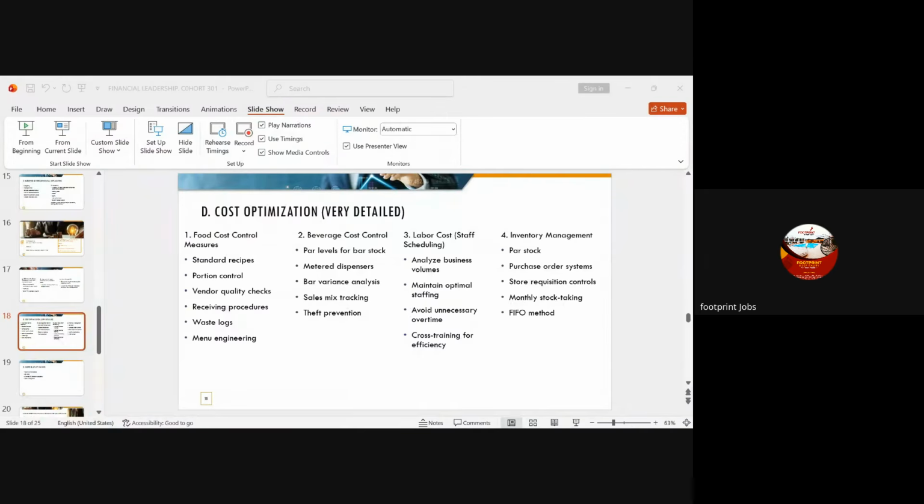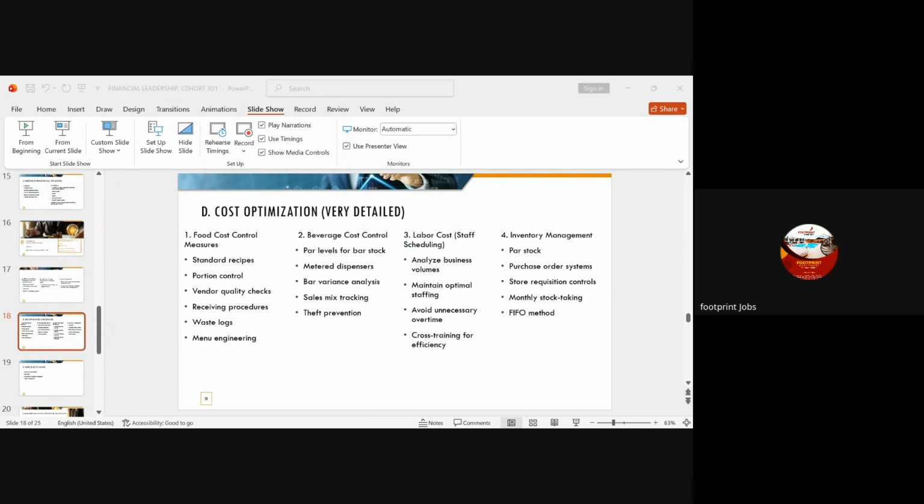Then the last one, still under food cost, is menu engineering. Most brands and most people just fix menus. They don't bother to check the pricing. They don't bother to do a recipe to know what it costs. They just say, okay, a plate of rice and chicken, put it at 7,000. Nobody bothers to check. So menu engineering is something you must learn to do.